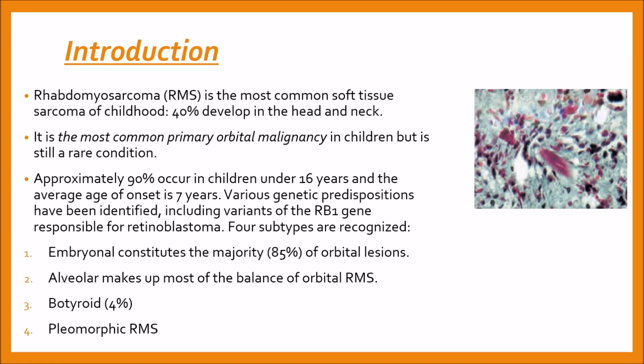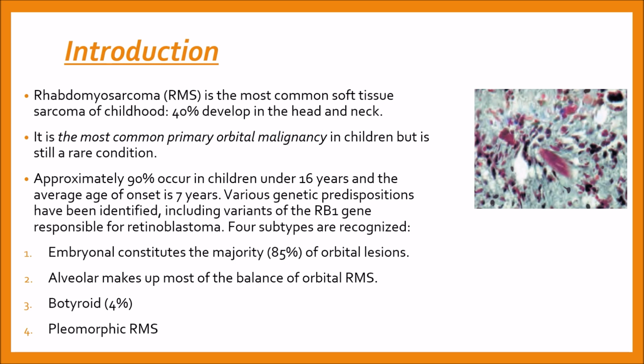Approximately 90% occur in children under 16 years, and the average age of onset is 7 years. The tumor is derived from undifferentiated mesenchymal cells that have the potential to differentiate into striated muscles. Various genetic predispositions have been identified, including variants of RB1 gene responsible for retinoblastoma. 4 subtypes have been recognized.